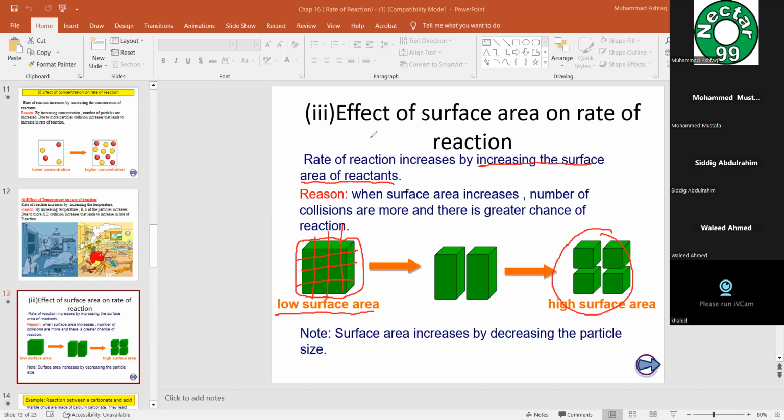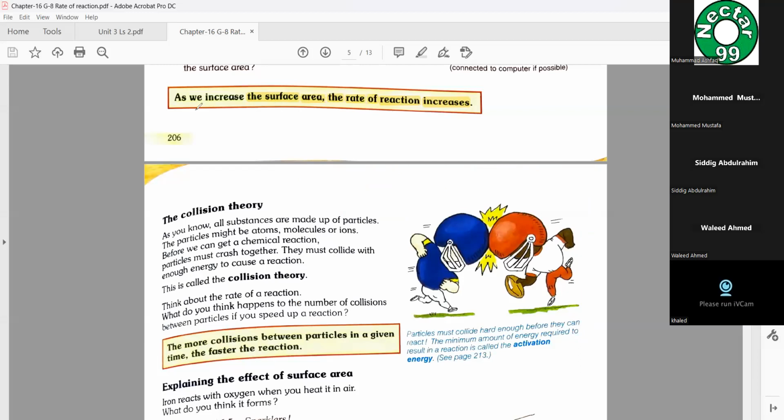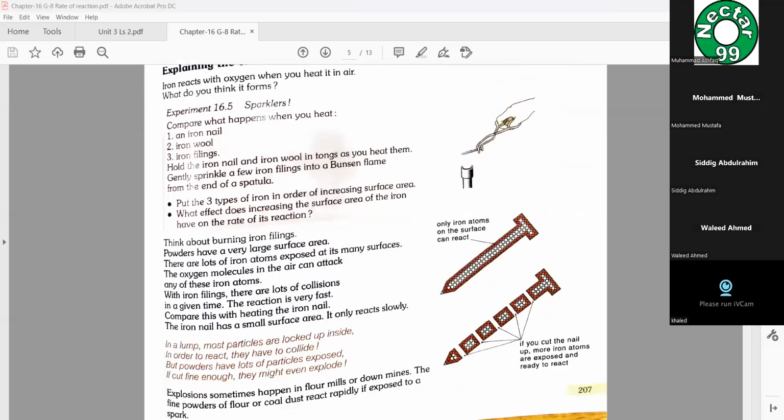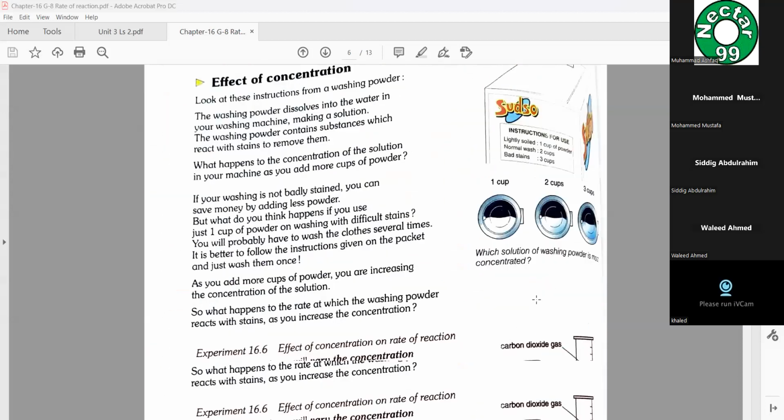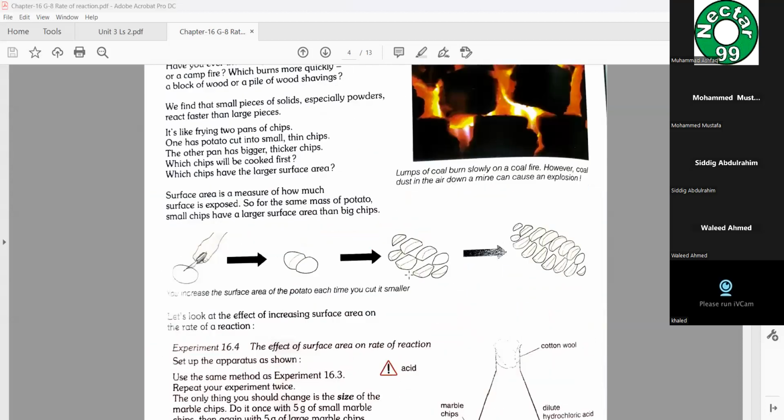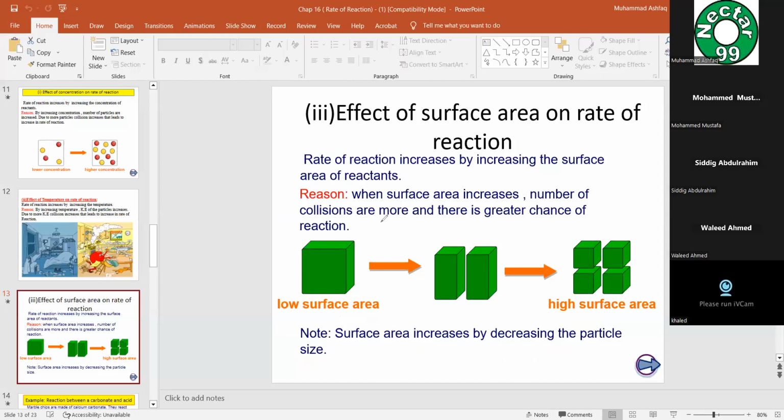Like here in your textbook, you can see the example of the potato, which is about the collision theory that I already explained to you. Here, this is the nail. As you cut this into small pieces, look, the maximum number of particles are exposed for the reaction. And this one is the potato. The more pieces you make, the more it is able to react. So what does an increase in surface area do? It gives greater chances of reaction. So surface area increases by decreasing the particle size.